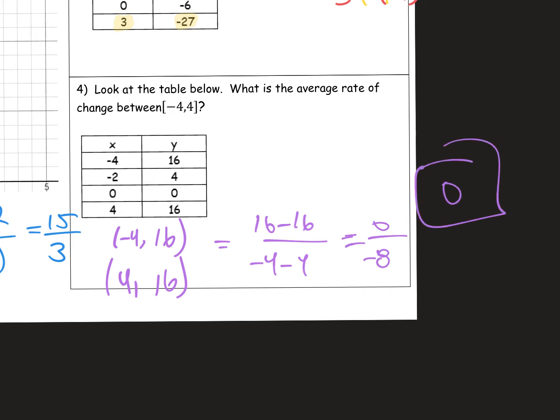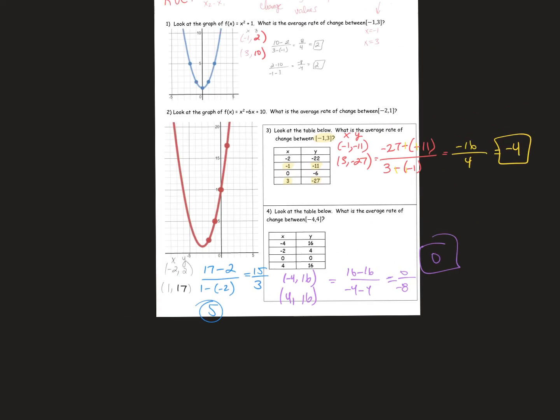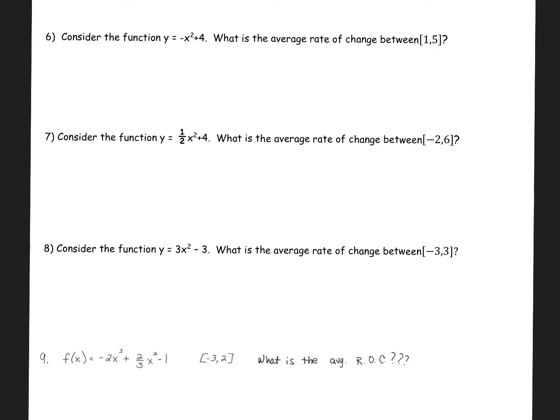0. Is it okay to have 0 in a numerator? Yes. Is it okay to have 0 in the denominator? No. But it's okay that your average rate of change is 0. That's totally fine. It means it's not increasing nor decreasing. All right, let's go to the next page.